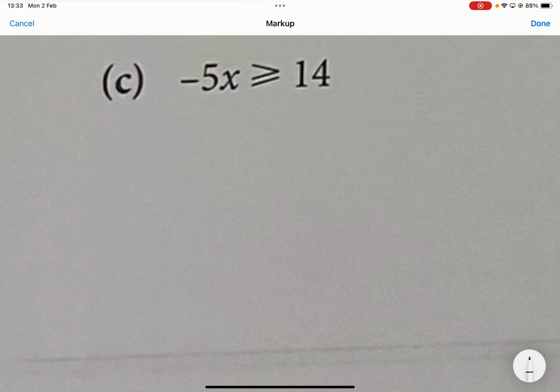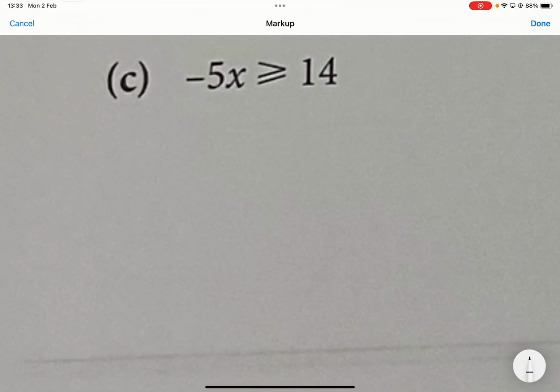I start with negative 5x larger than or equals to 14. If I want to solve, it means finally I want only x.